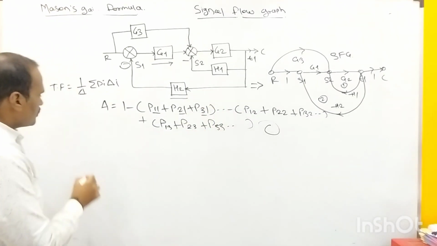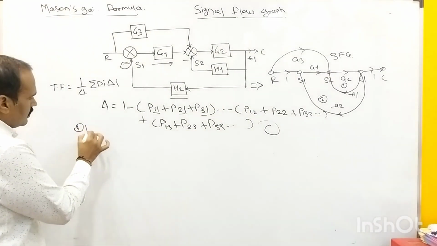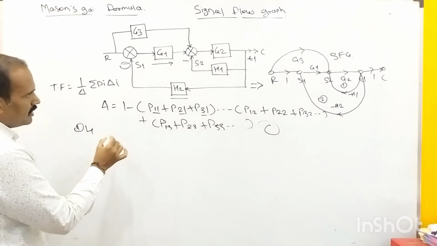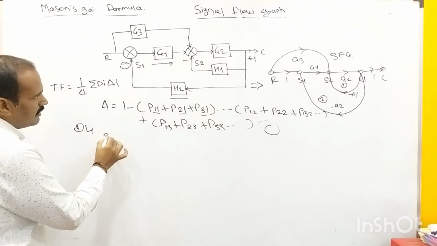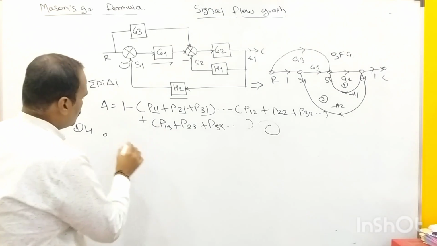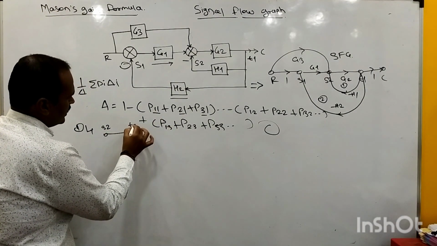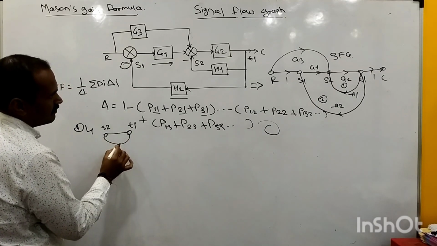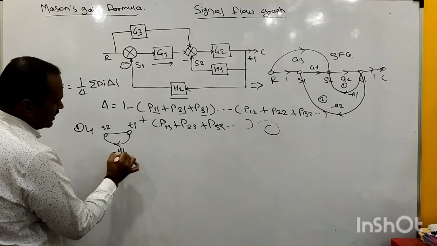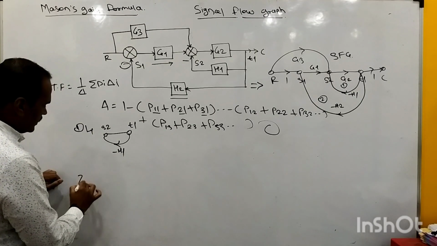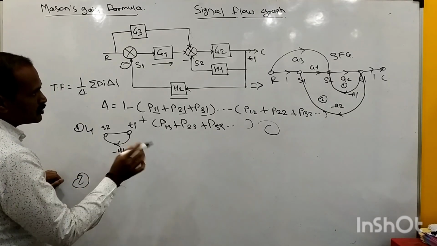right? So here I will draw the loop number 1. How will it look like? It will be completed with the help of these two nodes, S2 and T1, and this is the feedback path. The gain of that feedback is how much here? It is minus of H1, right? And this will be the loop number 2. How is it to be completed?